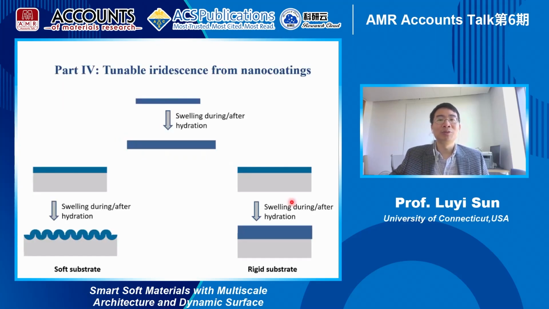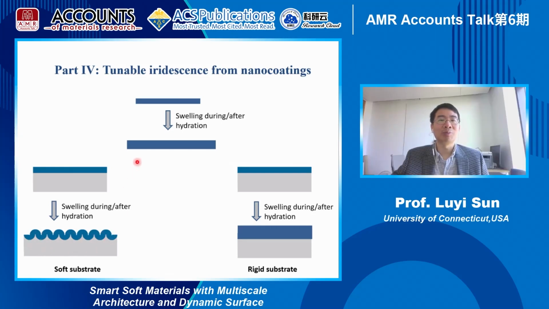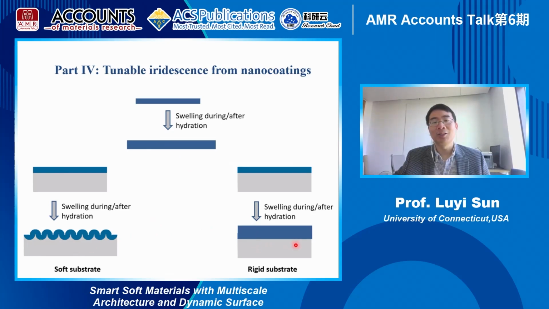So now I will move to the very last one. What I showed you just now is that we have a coating on a very soft substrate. After it absorbs moisture, it will swell. It will swell in both XY directions, but less in the Z direction because this is a very flat surface. Now, if we put this coating on a very rigid substrate, as you can imagine, it can barely swell in the XY direction, but more in the Z direction. With that, we can change the thickness. And if we can change the thickness, we can also make something pretty interesting and unique.